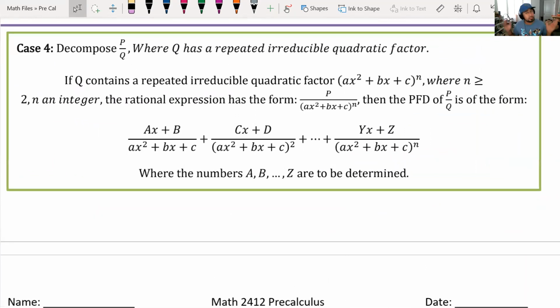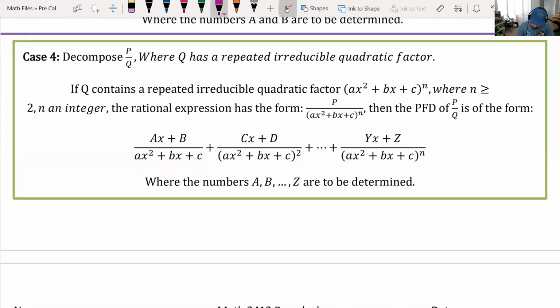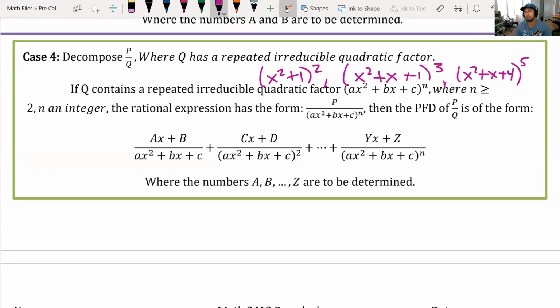Last case, case 4, which is just like case 3. This says that the denominator now has a repeated irreducible quadratic factor, an RIQF, which means that you now have a repeated irreducible quadratic factor. And that would look like x squared plus 1 squared, or x squared plus x plus 1 to the third, or x squared plus x plus 4 to the fifth, 6, 7, 100. This means it is being repeated, right?